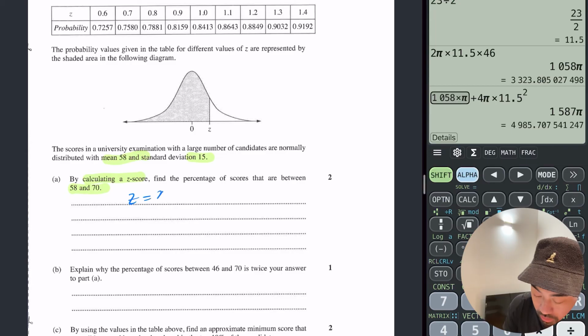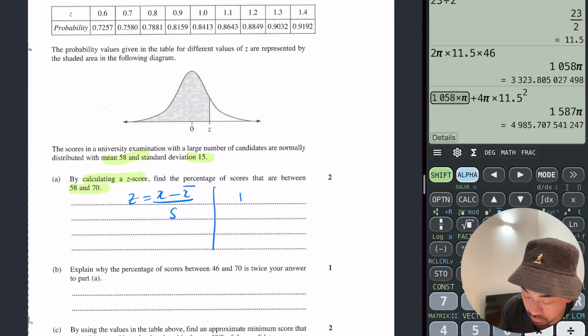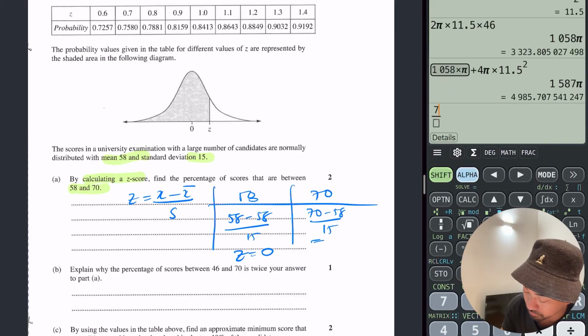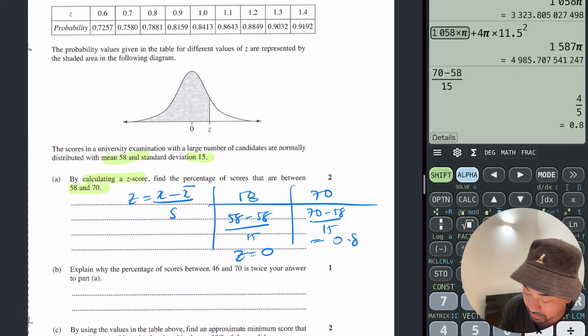Okay, so the z-score, remember, is x minus x bar over standard deviation. And here you got 2 scores. You have 58 and 70. Okay, so 58 will be 58 minus 58 over 15. So that's going to be a z-score of 0. And this will be 70 minus 58 over 15. What's that? So 0.8.